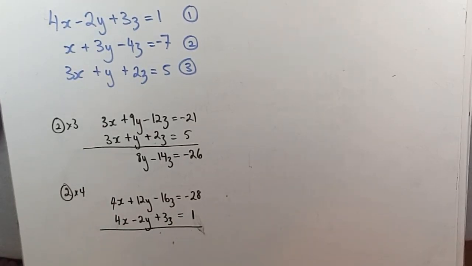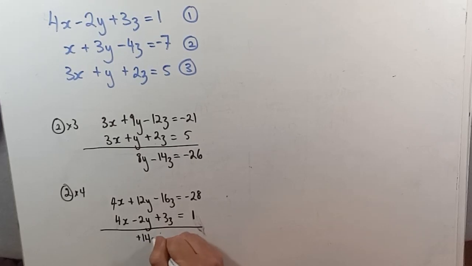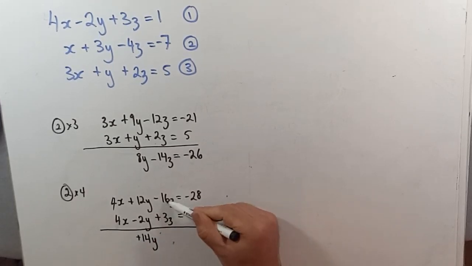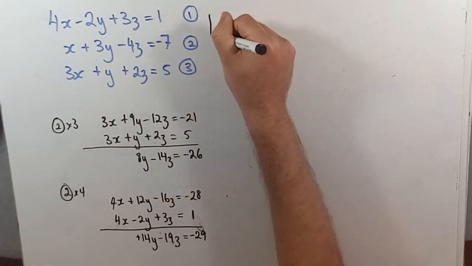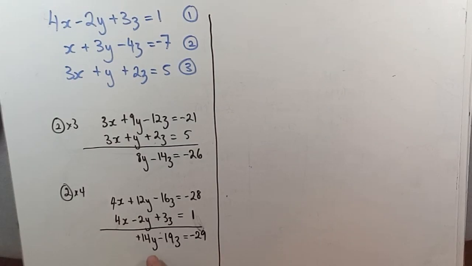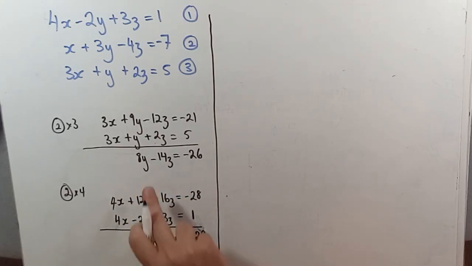That's done. This one minus this one, I get 0x plus 14y. This one minus this one is minus 19z equals negative 29. Okay, so then I've got those two, and now I want to try and eliminate one of the variables here. Let's try and eliminate the y's.